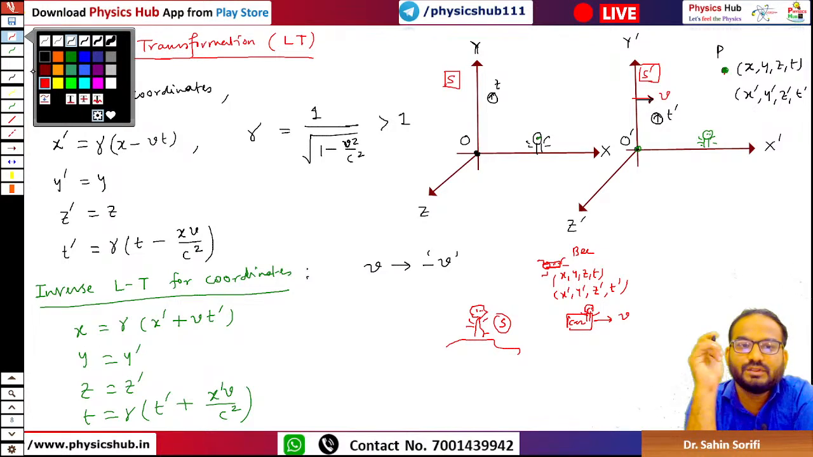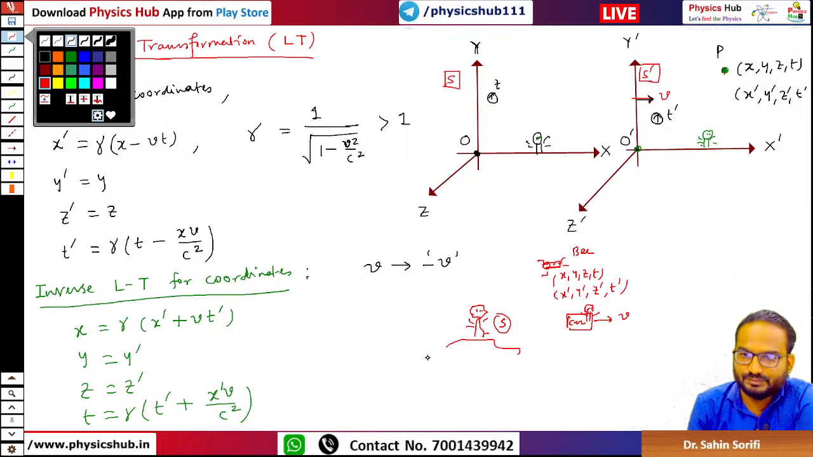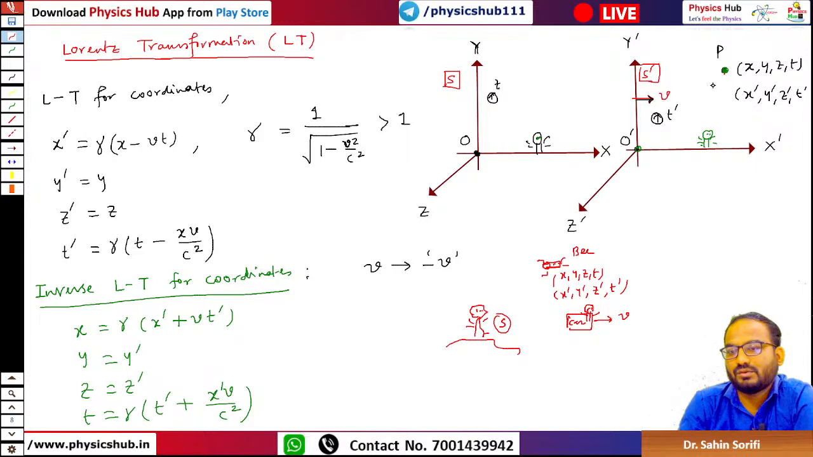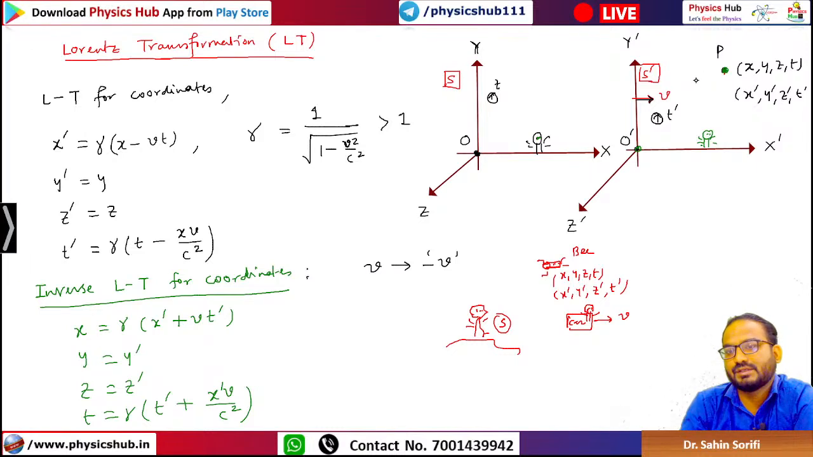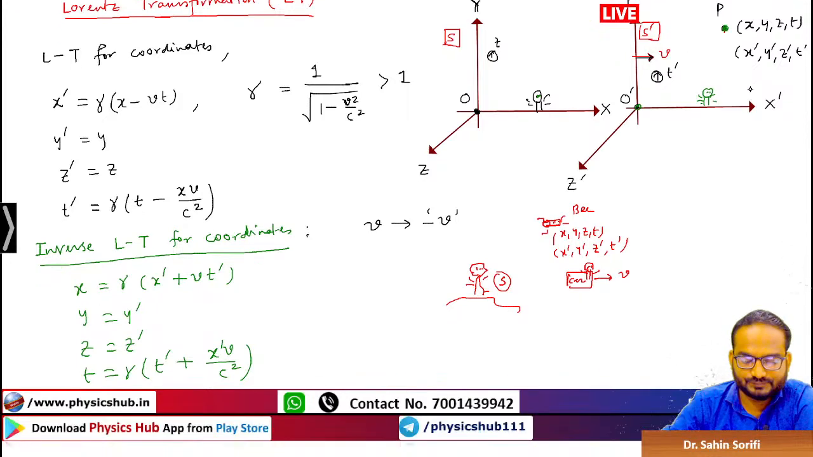Now let us talk about the differential form of the Lorentz transform. Now you imagine, instead of looking at one point, you are simultaneously looking at two different points. Okay, let's say two points are there.